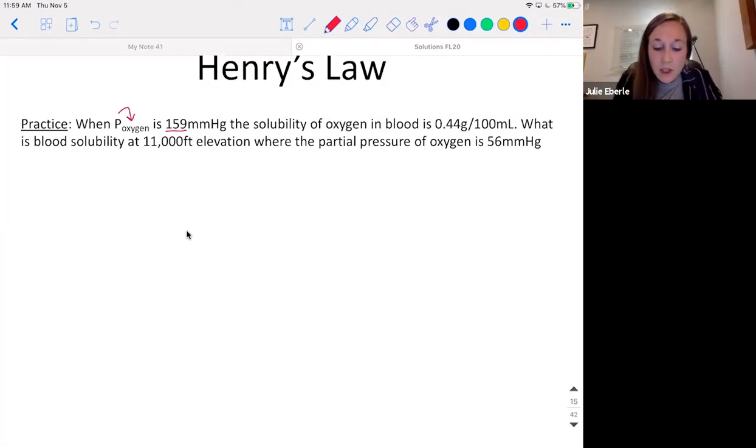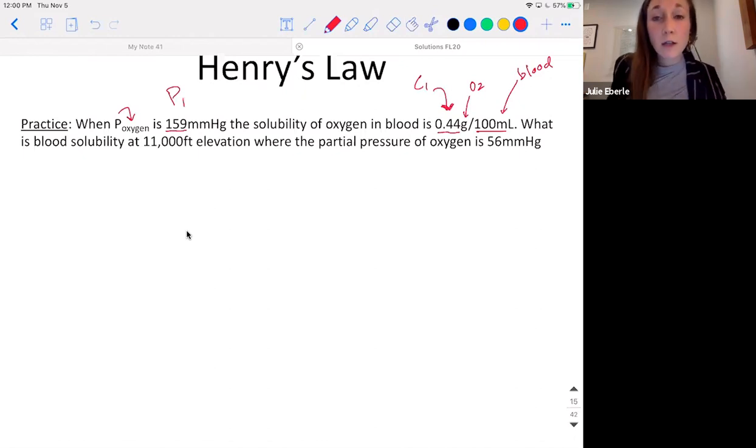So when the pressure of oxygen is 159 millimeters of mercury, the solubility of oxygen in the blood is 0.44 grams per 100 milliliters of blood. So that's 0.44 grams of oxygen per 100 milliliters of blood. Altogether, this is how much oxygen is in the blood. So that's the concentration. Essentially, this is C1, because remember, concentration has units of grams per milliliter, and this is P1. That's the initial pressure at that concentration of oxygen.